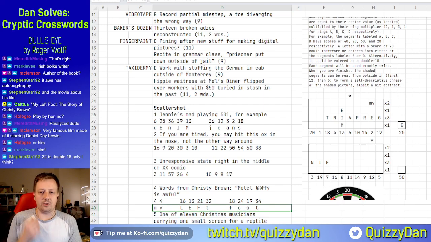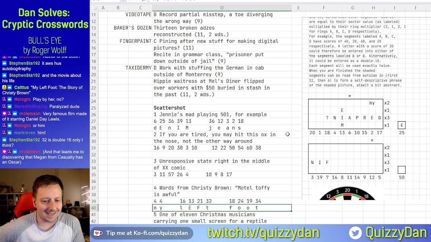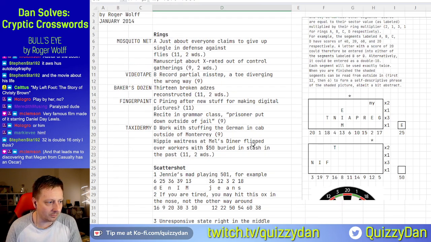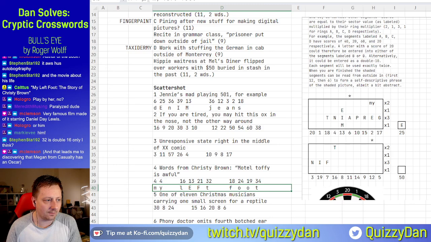T is 32. Stephen says only double 16. Is that true? I think so, yes. It's not a triple, so it has to be double 16. So we have double 16 here. That is a T. And what have we got up in this top row? Mosquito net, we've got a few T's. Okay, fine. But I'm going to put capital T in there.